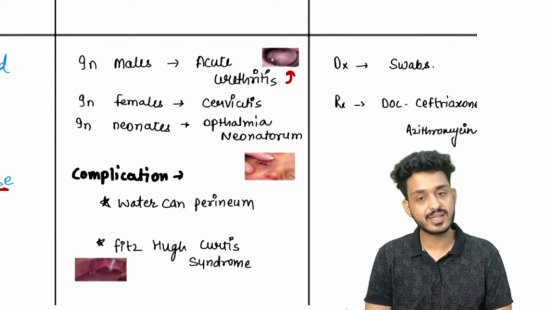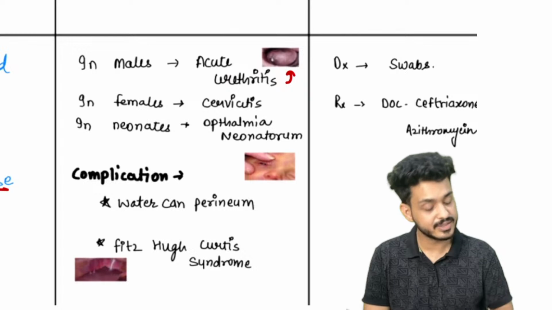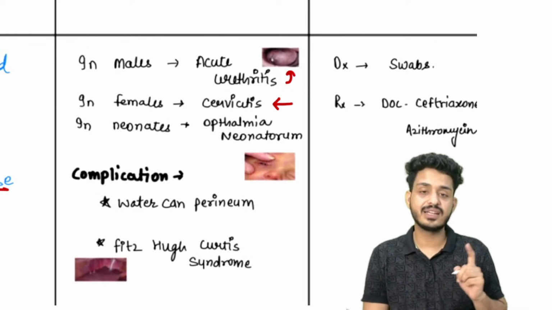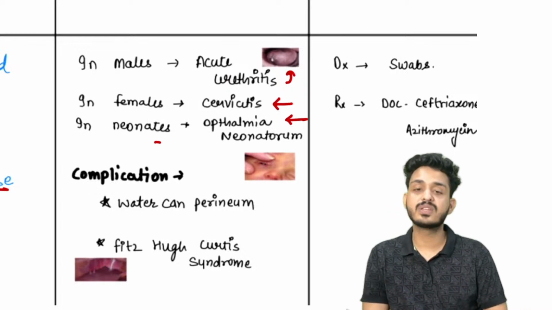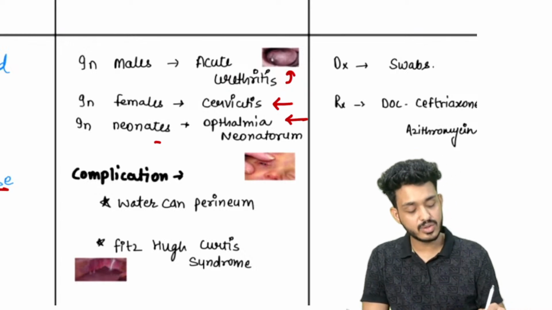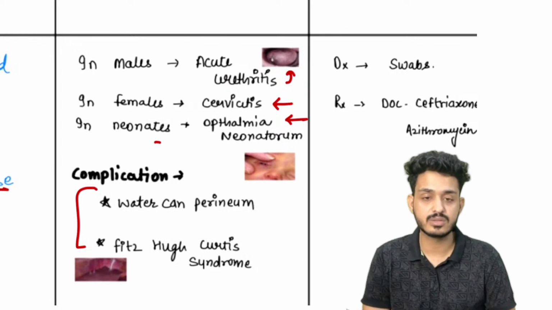Most common cause of urethritis, that would be causing acute urethritis. In females, it will be causing cervicitis. We will be using kit number 1. In neonates, it was causing ophthalmia neonatorum. Here also we need to remember again the same two complications.